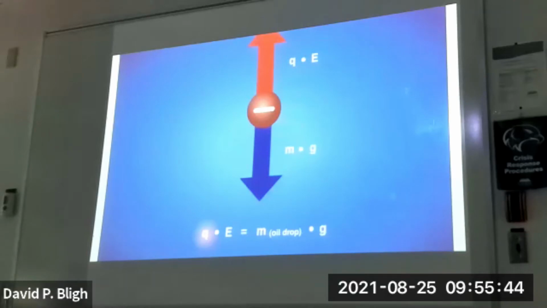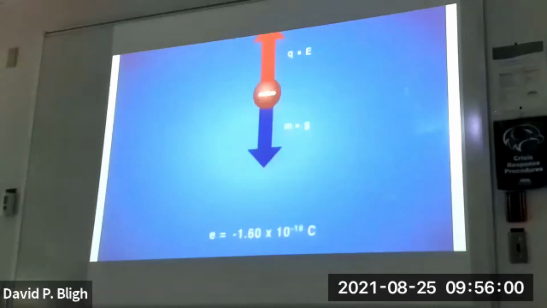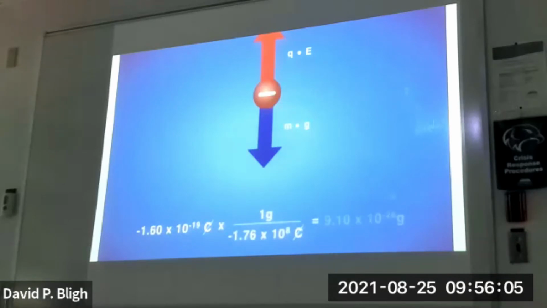Milliken found that droplets had different charges, but each was a whole number multiple of a smaller charge, equal to negative 1.60 times 10 to the negative 19th coulombs. Milliken concluded that this was the fundamental unit of charge, the charge of an electron. From the charge of an electron and the charge to mass ratio of an electron determined by Thomson using a cathode ray tube, Milliken was able to calculate the mass of an electron. The mass of an electron, 9.10 times 10 to the negative 28th grams, is an exceedingly small mass.